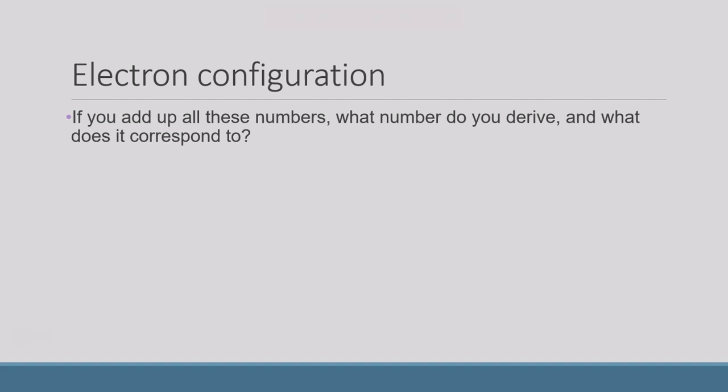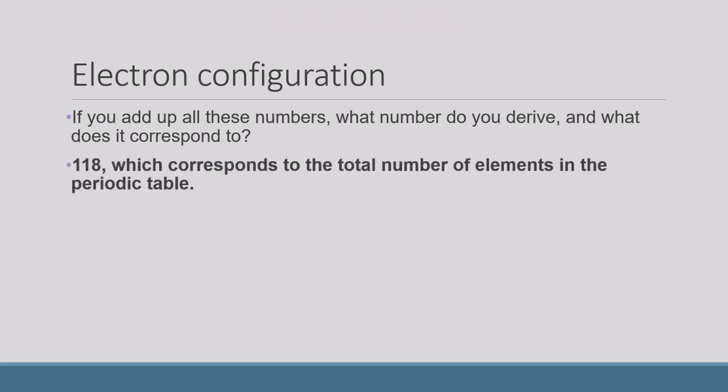So if we add up all these numbers, what number are we going to derive and what does it correspond to? Well, as I've just shown you, if we add up the 2 and the 8 and the 8 and the 18 and the 18 and the 32 and the 32, we reach 118, which corresponds to the total number of elements that exist in the periodic table.